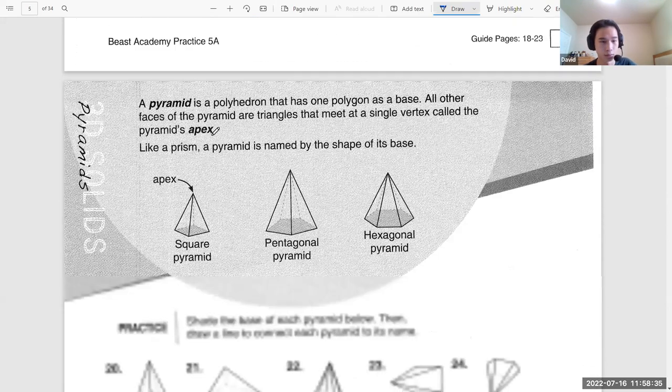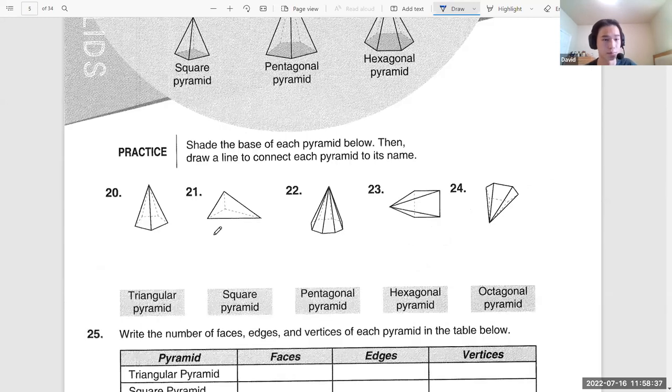Yes. We talk about pyramids here. We do some matching, more matching again. I'll do a little bit more. Triangular pyramid. Remember, it's always the base that is important. So we are looking for a triangle at the bottom. And this one has actually all triangles, but you can't go wrong with that.